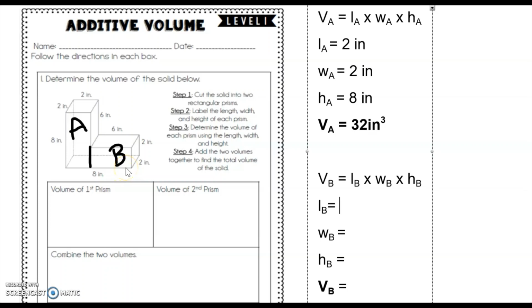So I'm going to use what I talked about before, look for parallel lines. So I'm going to look for a line parallel to this length. And I look to this line. I don't see a measurement there, so I'm going to go to the next parallel line, and I see that my length is going to be 6 inches.